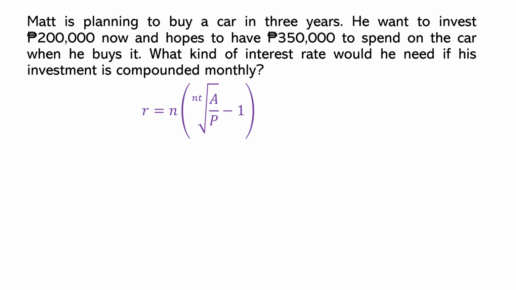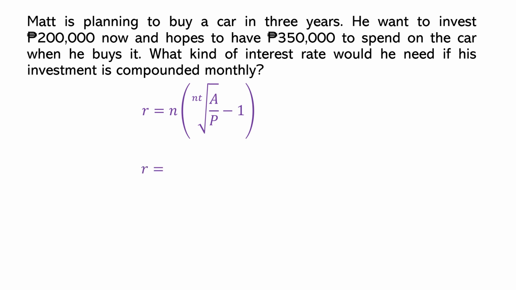A over P, where A is the final amount and P is the principal amount, minus 1. The minus 1 is always minus 1, but it's not inside the root or the radical sign. So let us compute this now. We'll just substitute everything with the given.